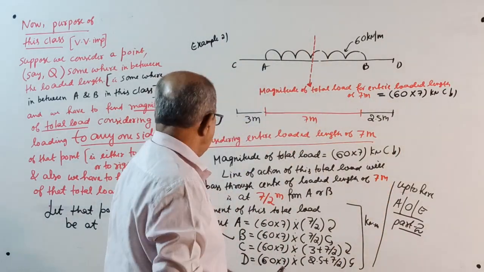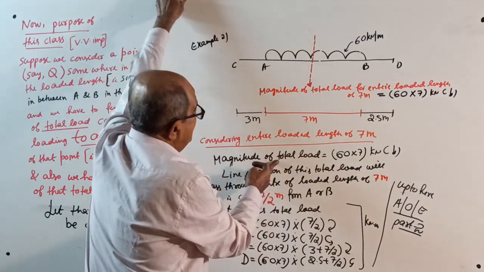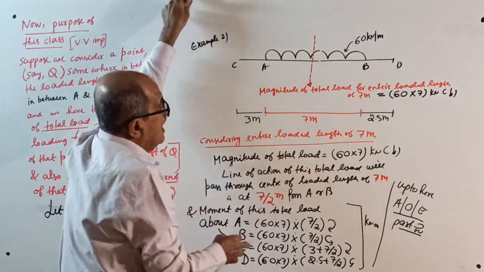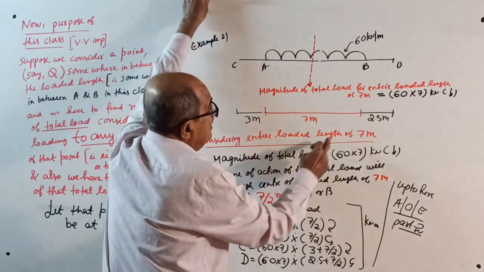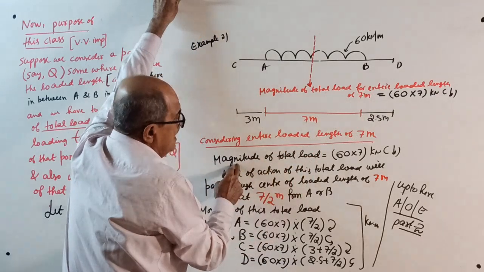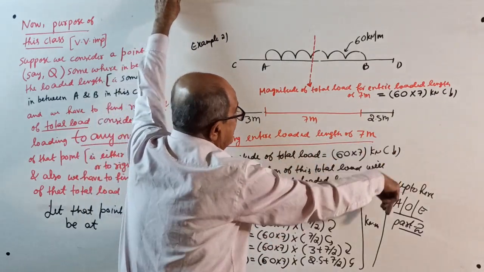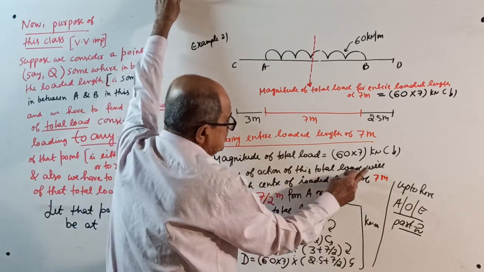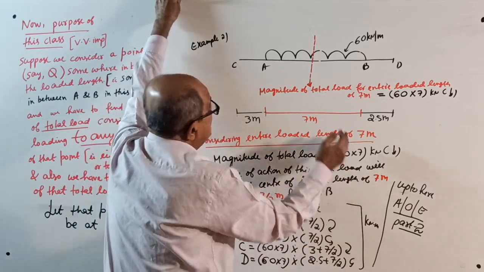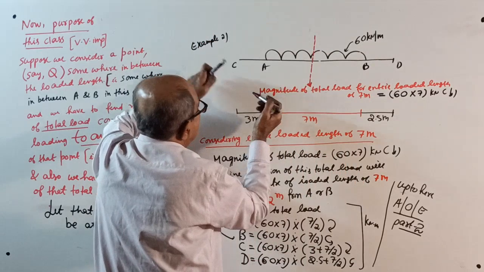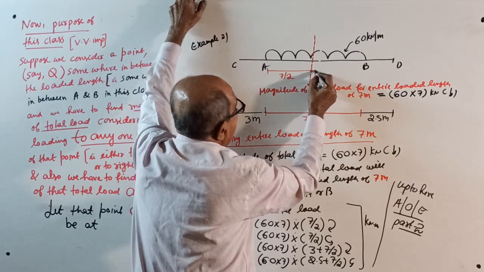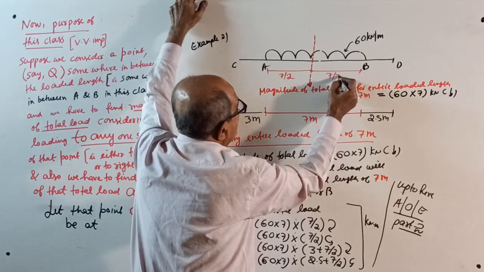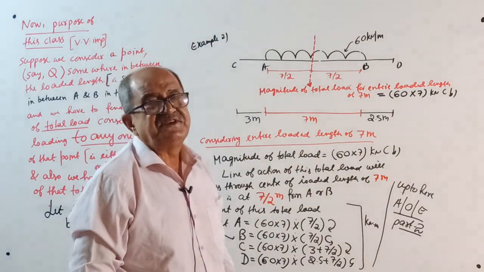One more statement you have to write. Oh, sorry, I already wrote here. Magnitude of the total load for entire loaded length of 7 meter is 420 kN. Line of action of this total load will pass through center of loaded length, that is at 7/2 from here and 7/2 from here. Write that line. Put one sketch.